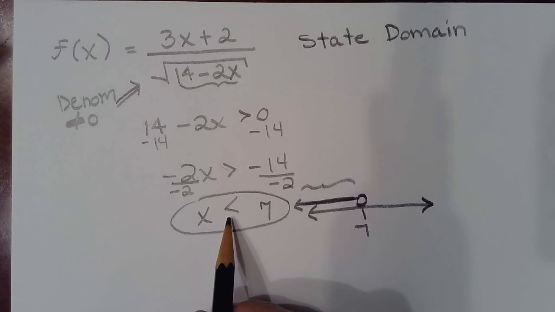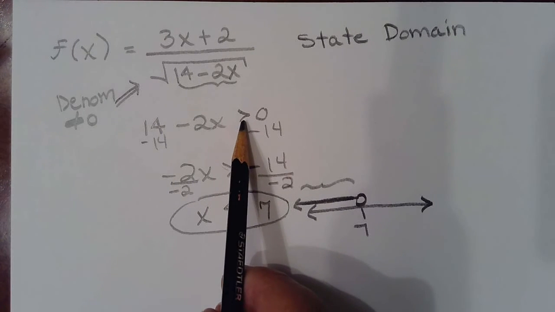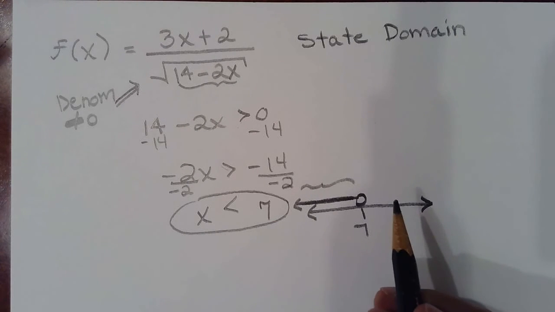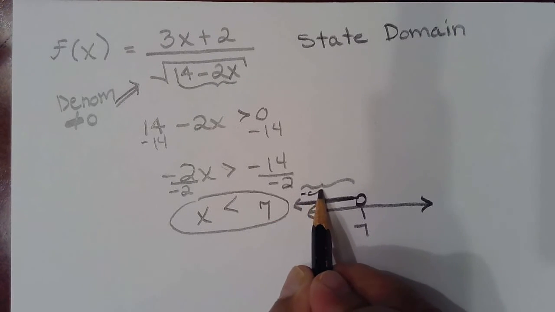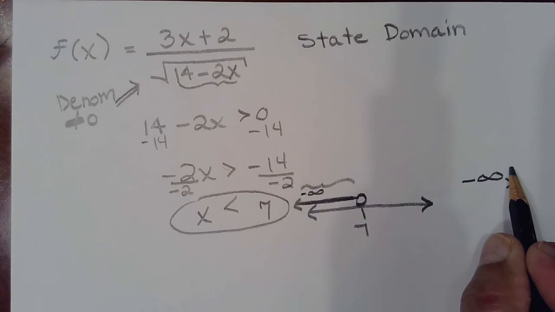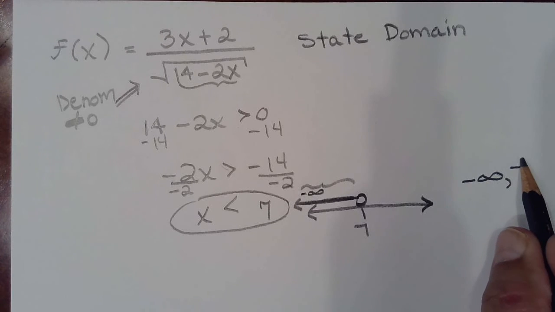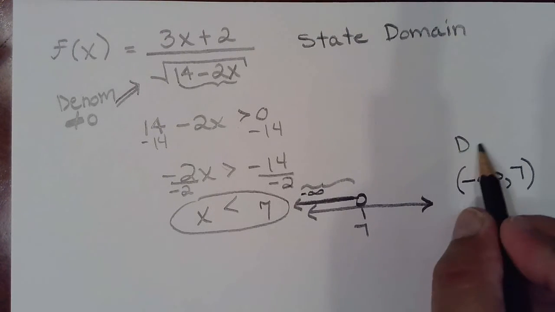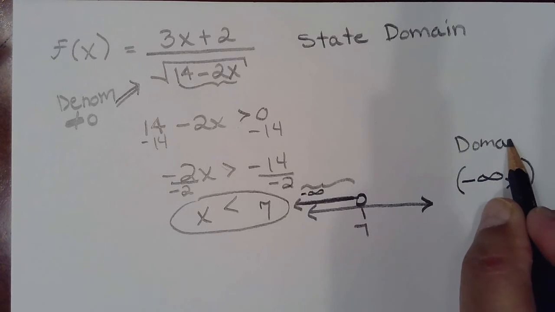Because there's no equal sign here, I couldn't put an equal sign when we set it greater than 0, because the radical's in the denominator. So we're going to say in our interval notation that it's anything from negative infinity all the way to 7, non-inclusive of that 7. And that's your domain in interval notation.